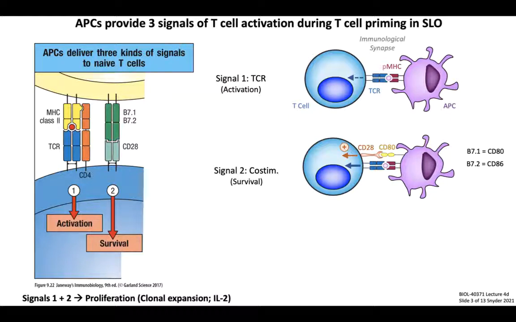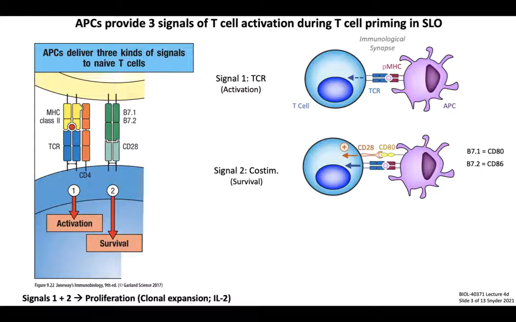Signal 1 is TCR activation through recognition of foreign peptide MHC, and this leads to the signal transduction pathways that we covered extensively in Lecture 4C. In our last lecture, we also learned how signal 2, or co-stimulation between T cell CD28 and corresponding co-stimulatory molecules, is required for optimal TCR signaling and the survival of activated T cells.